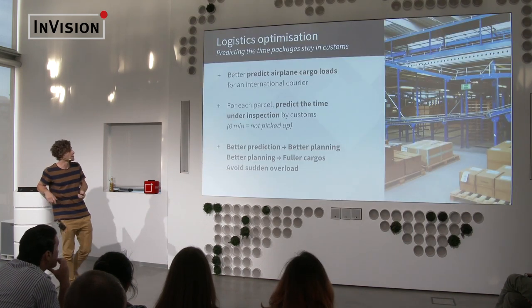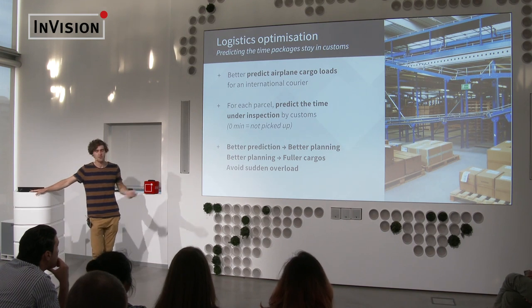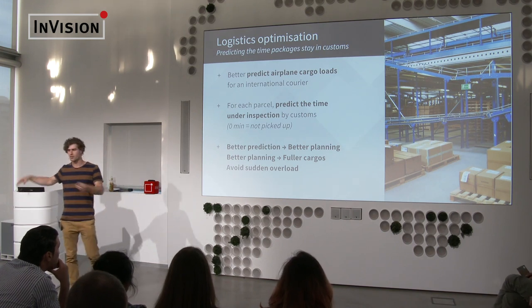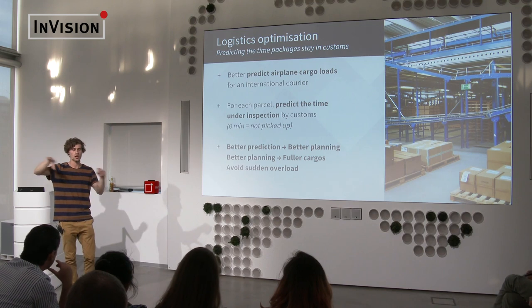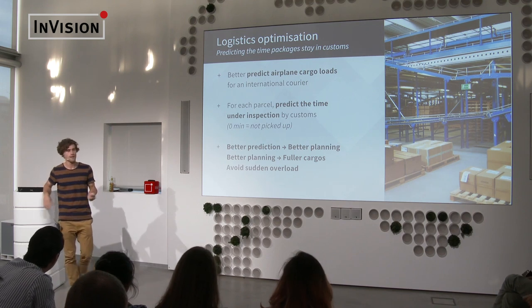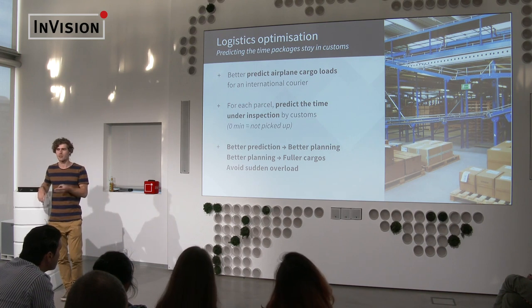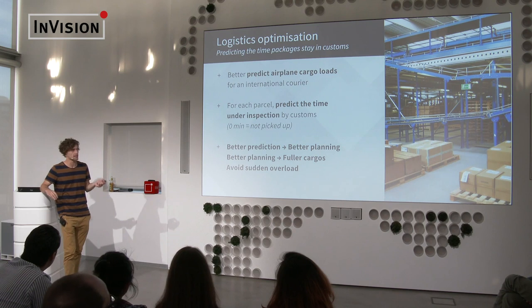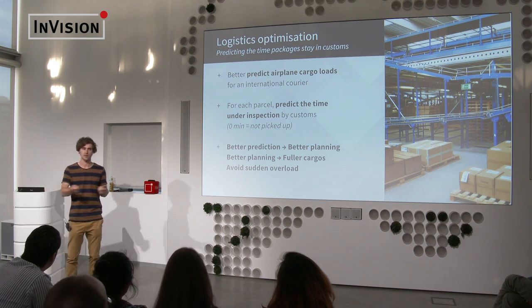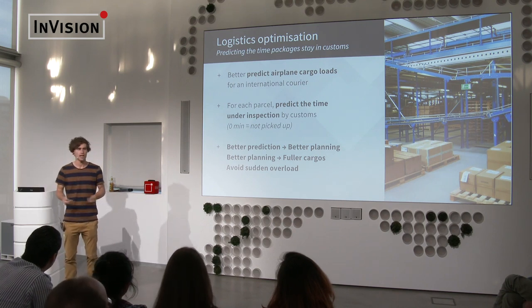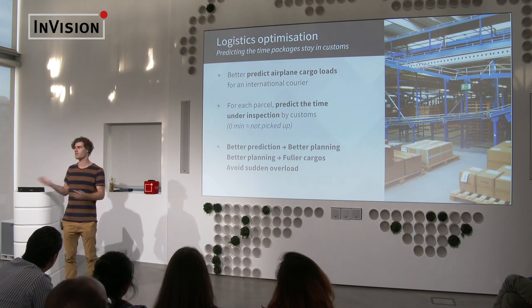I have a few quick use cases. For example, we did something for a shipping company. What they do is they ship products from Asia to Europe and to the United States. And they had a big problem that all their packets, their parcels, were sometimes being stopped at border control. The problem with that is that they book an airplane, so they don't have their own airplanes. And if a lot of those parcels get stopped at border control, then they have an airplane that's flying with 95% capacity.